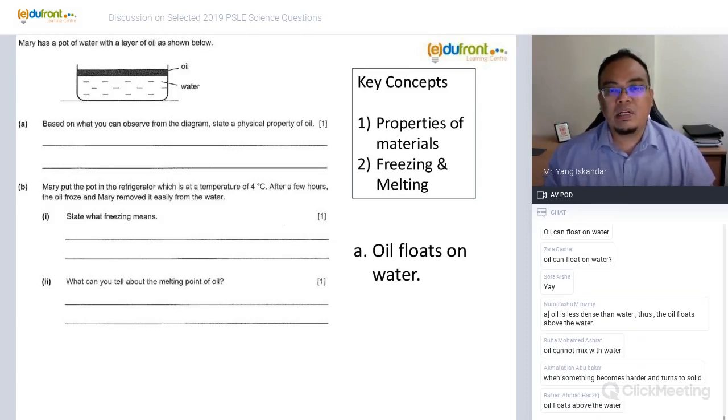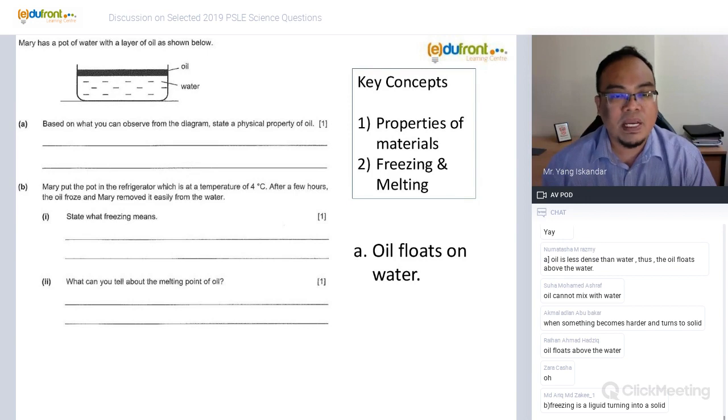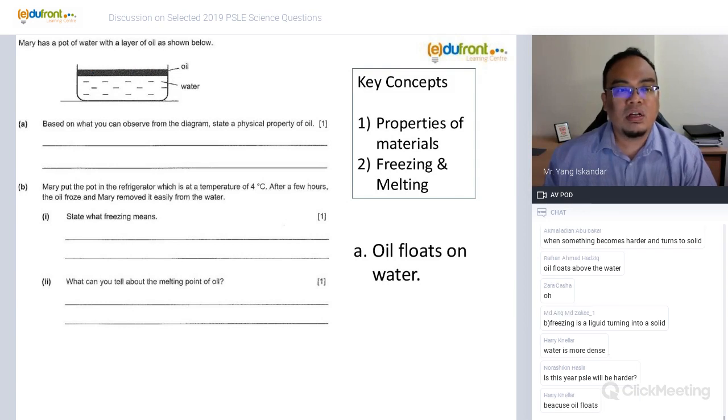The examiner wants to see your understanding, how much you understand the scientific concepts or the scientific aspect of the question. All right. Now, first one is very easy. State the physical property of oil. Since it is on the oil, the top part, the top layer, we can say that oil floats on water.